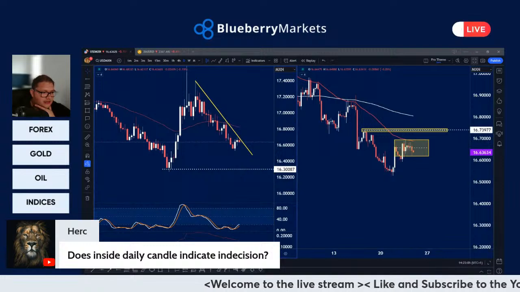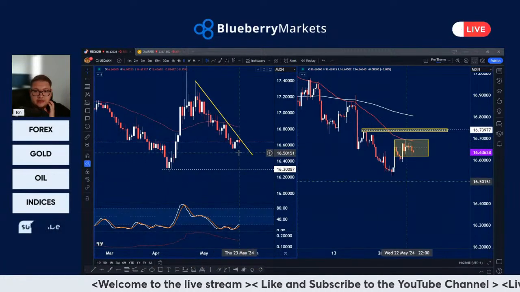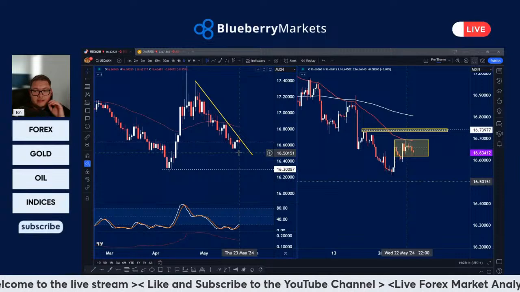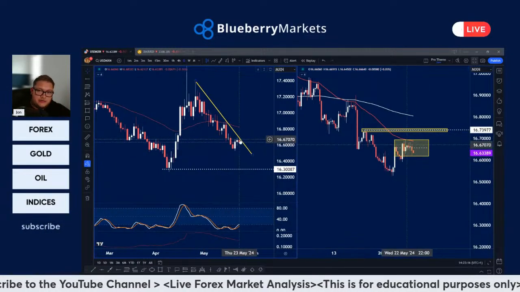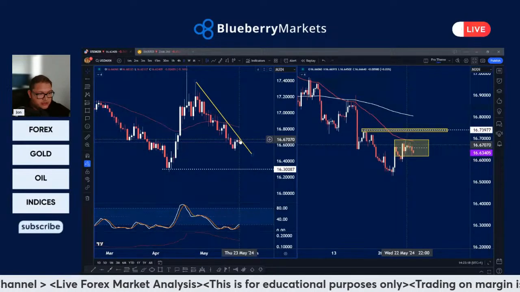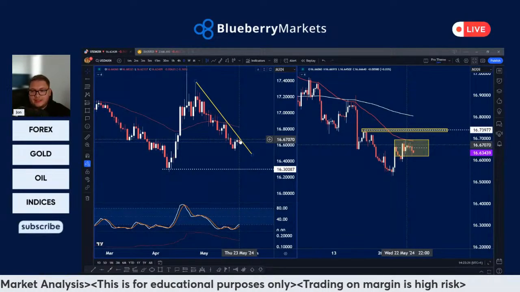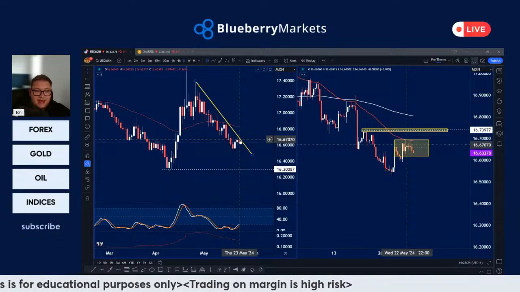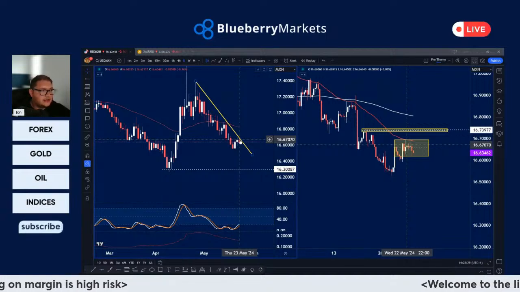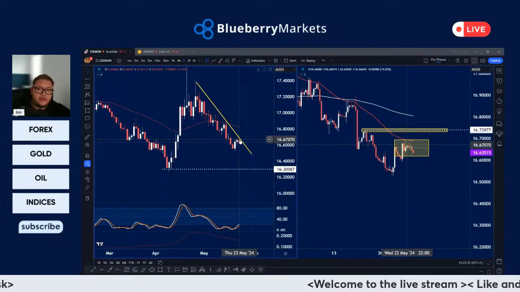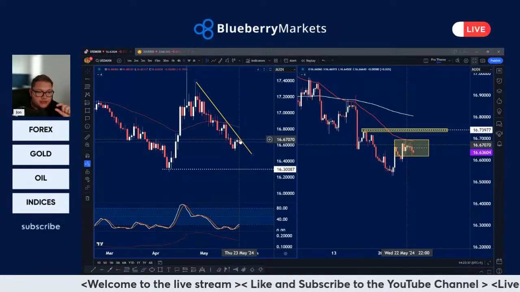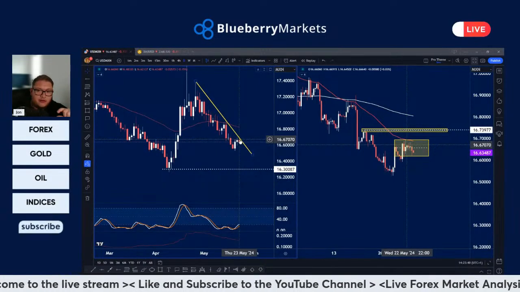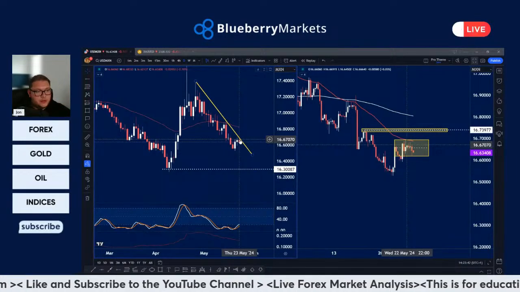Does an inside daily candle indicate indecision? Yeah, exactly that. It indicates either indecision or accumulation. If you look at an inside candle on a lower time frame, it usually shows a consolidation being built, or what I would class as a balanced day. And balanced days can lead to larger breakouts, especially across your commodities. Gold is really good for that. If you trade gold quite often, look for a really small daily candlestick on gold, because quite often you can see some explosive moves from that.